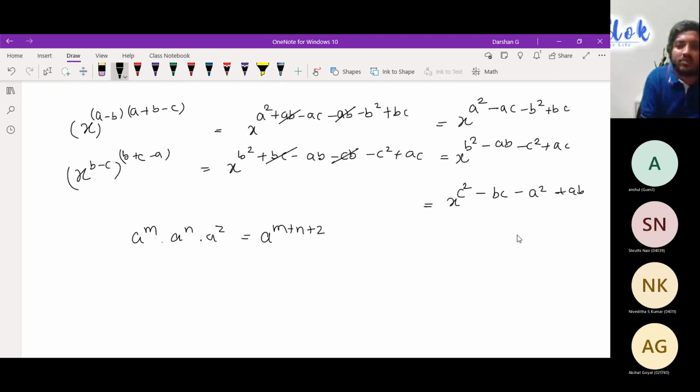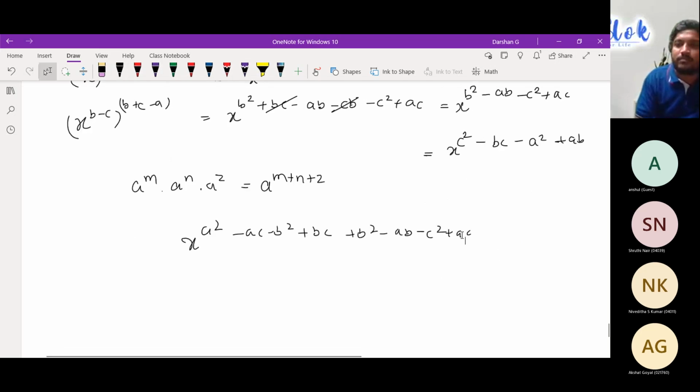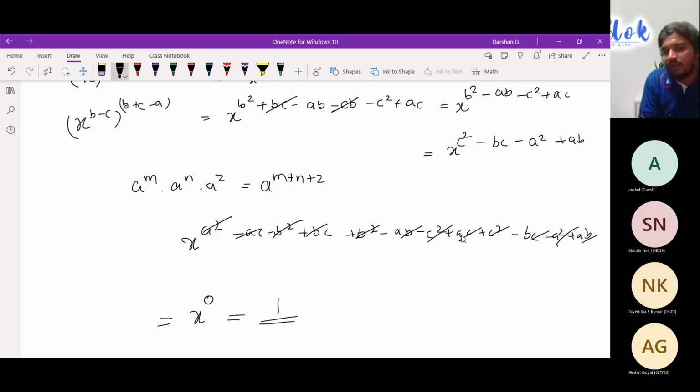Add everything. So it is x to the power of a square minus ac minus b square plus bc plus b square minus ab minus c square plus ac plus c square minus bc minus a square plus ab. It feels bad to do this, but at the end of the day we get the answer as x to the power of 0, which equals 1, and we get full marks for this question.